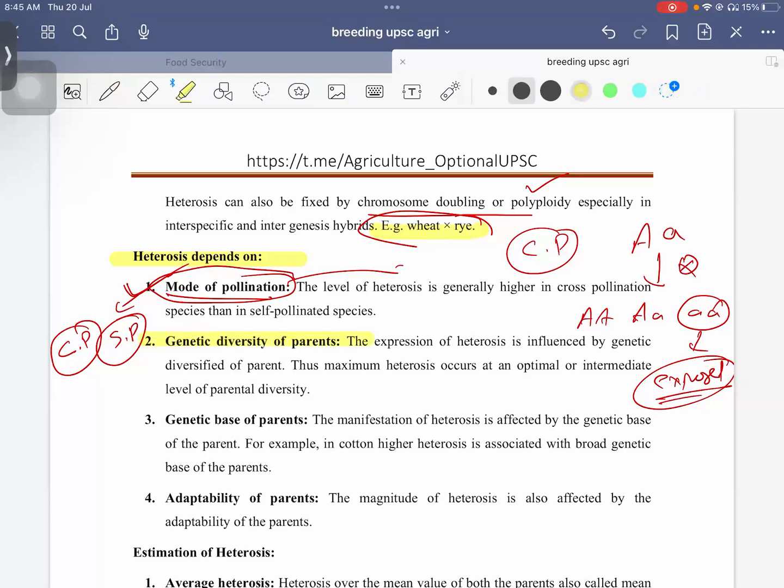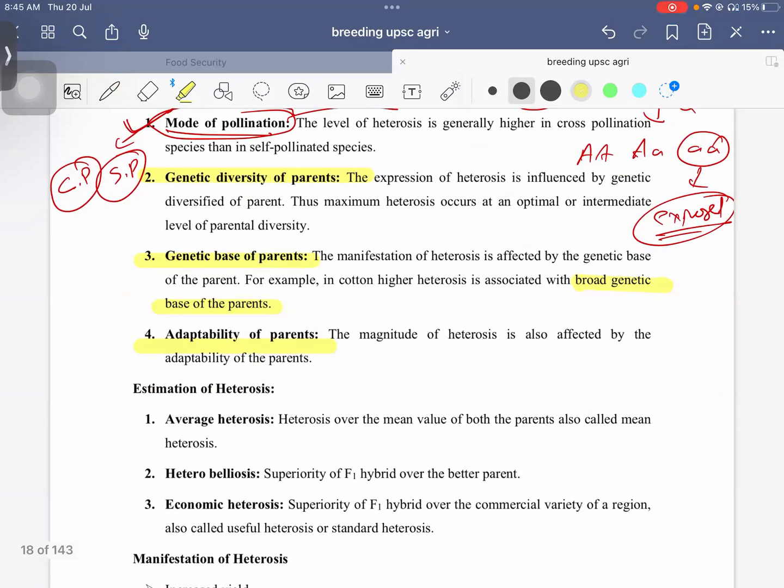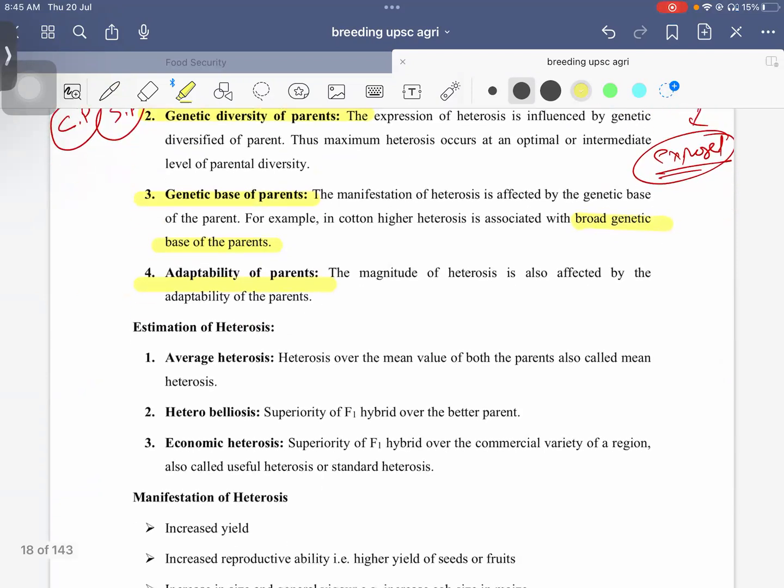Next is genetic diversity of the parents. They need to be as diverse as possible. Then the genetic base of the parents: it should be a broad genetic base, having GCA effect and all. Then the adaptability of the parents. It also depends on how adaptable they are. If they are more adaptable, then we can expect more heterosis.